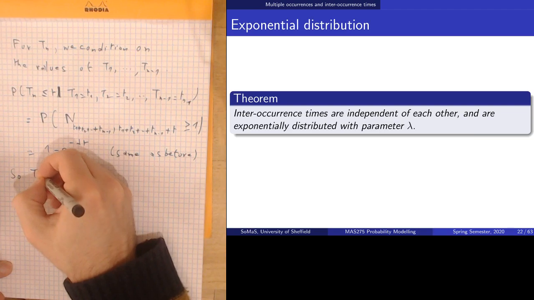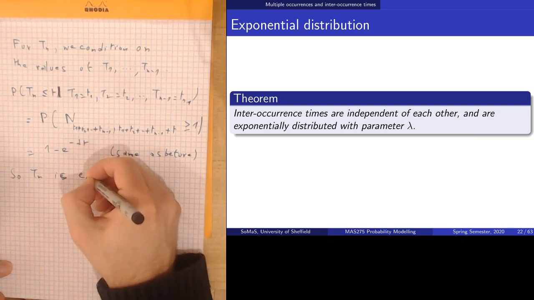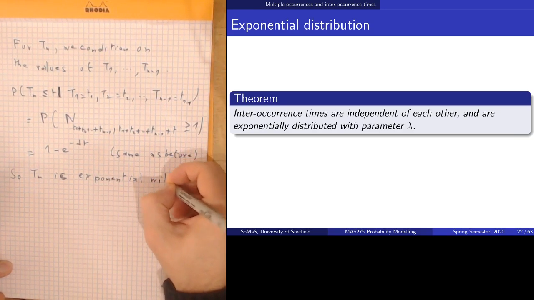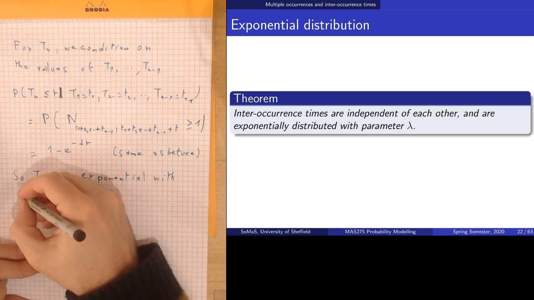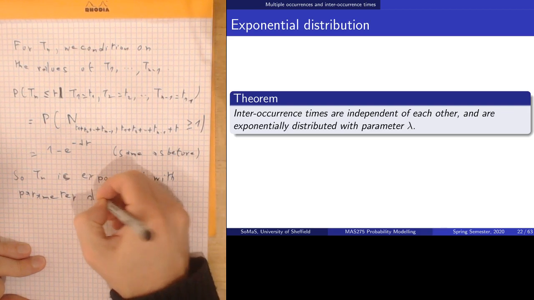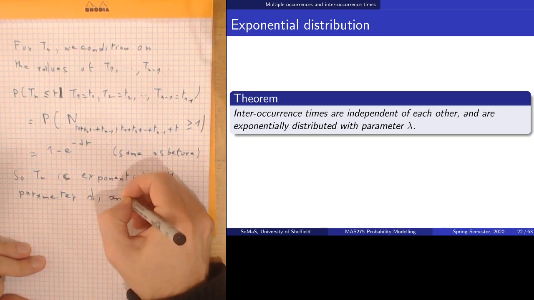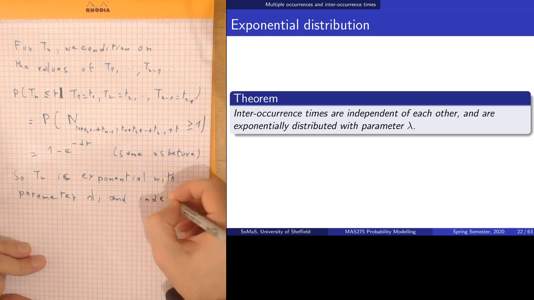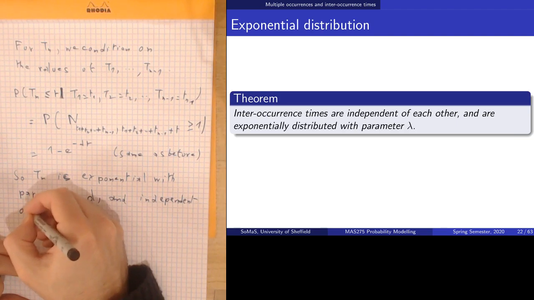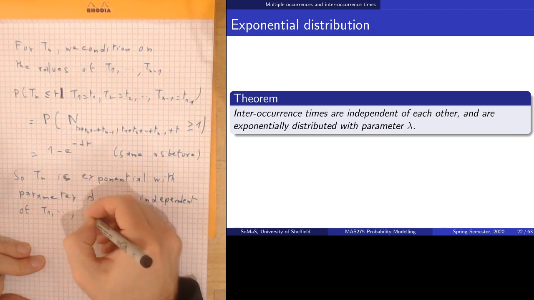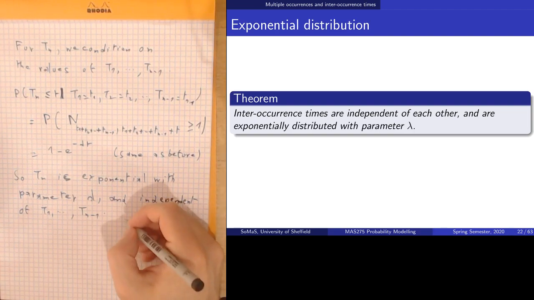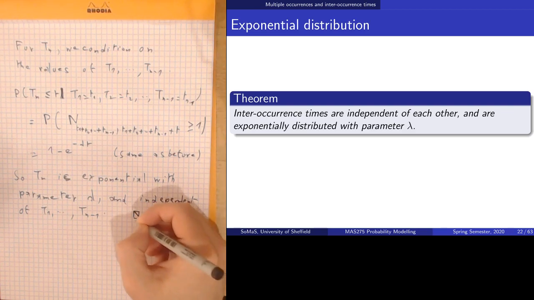So Tn is exponential with parameter lambda and is independent of the previous guys, t1 dot dot dot tn minus 1. And this ends our proof.